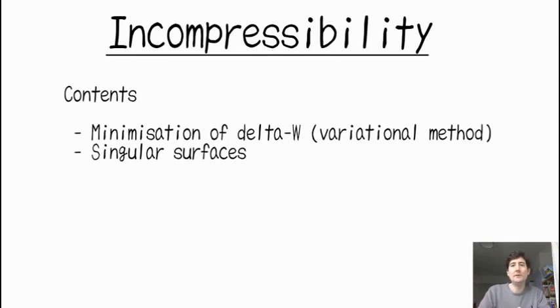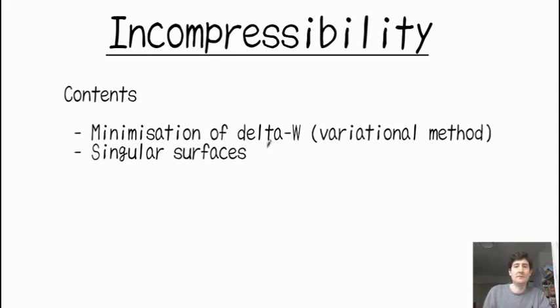Welcome. In this video I'll introduce incompressibility and show that in most cases of ideal MHD linear stability, the plasma is not compressed or expanded. This is because there's a degree of freedom: the plasma can move along field lines and so minimize the change in potential energy, this delta W, which is derived in previous videos.